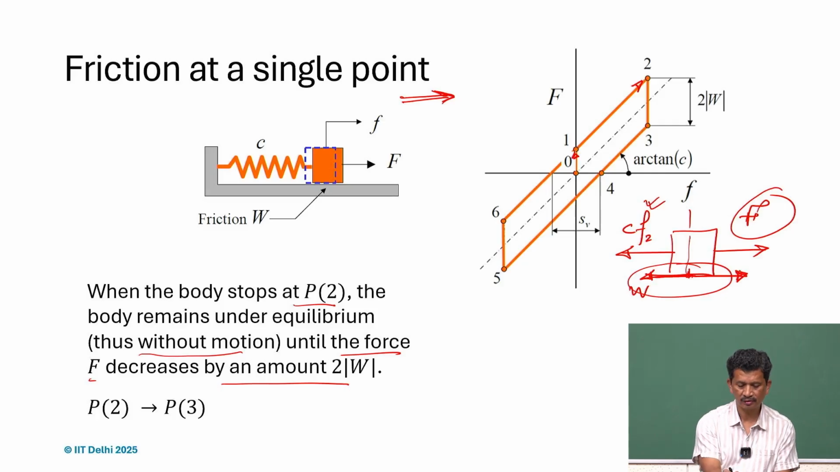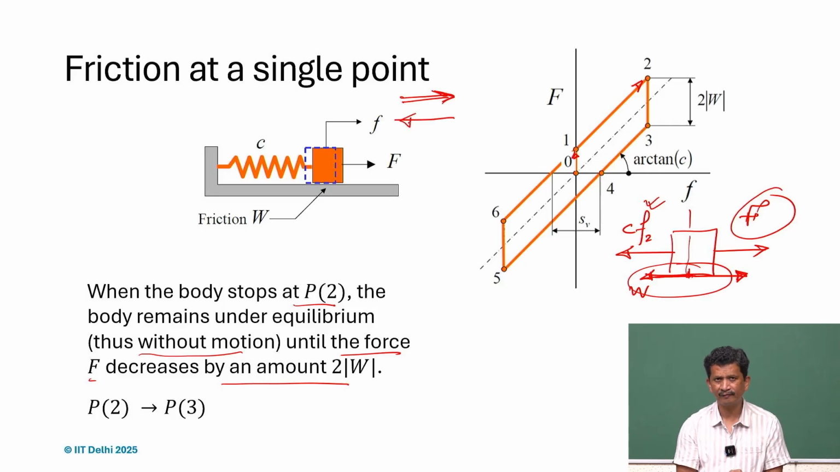as it starts moving towards the left, the direction changes. So it will reduce to W, so 0, and then it reverses to another W. So it will reach here, and that's why we have 2W. So whatever is the friction force, twice the force, the external force will be reduced, but there is no deflection. The position is still there.